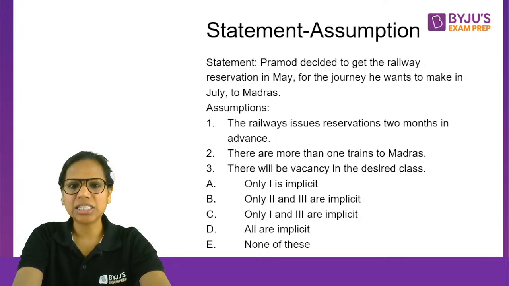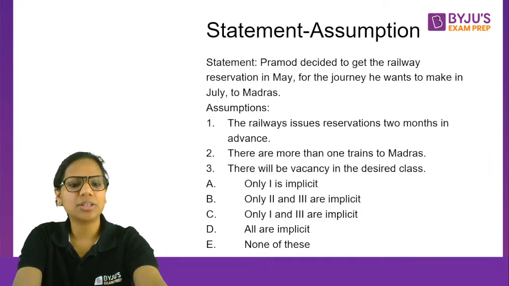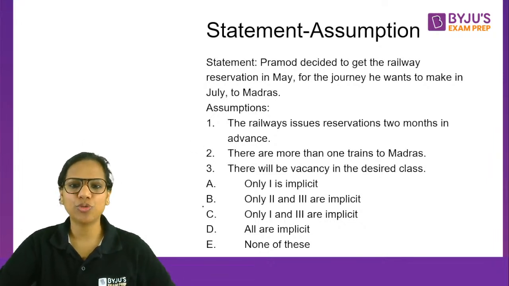Is it too implicit? Are there more than one trains to Madras? Not necessary, right? There could be just one train. So 2 is not implicit. That is something that we know for sure. And therefore, this is eliminated. Now, is 1 implicit?